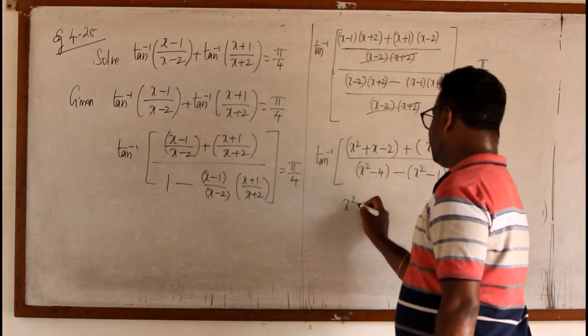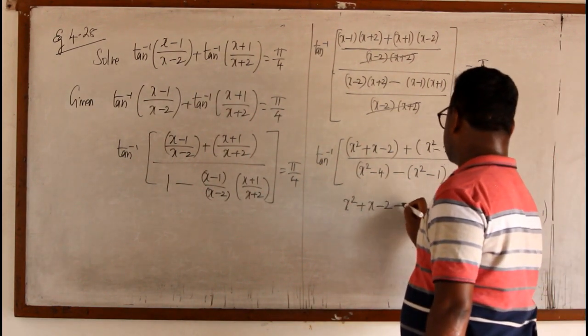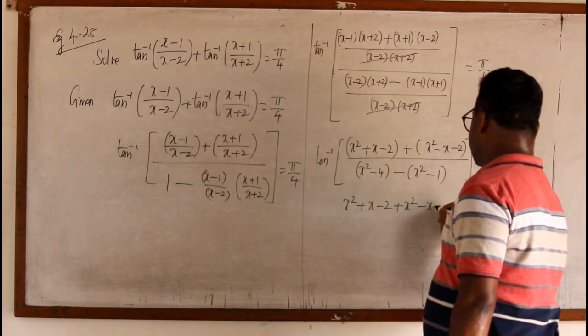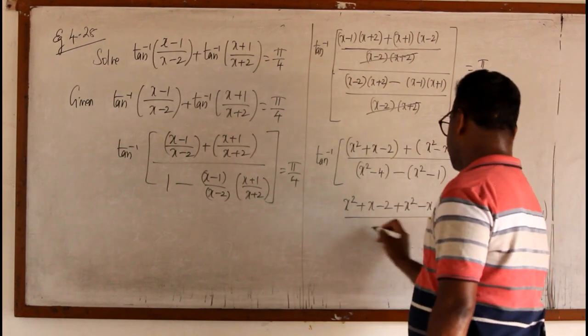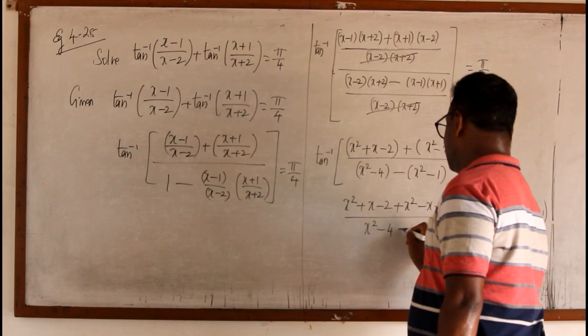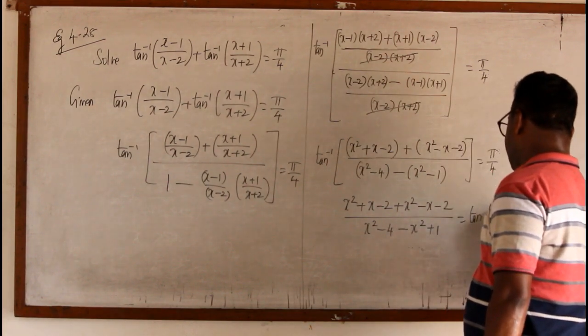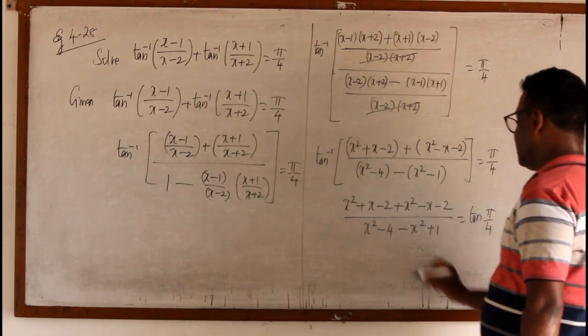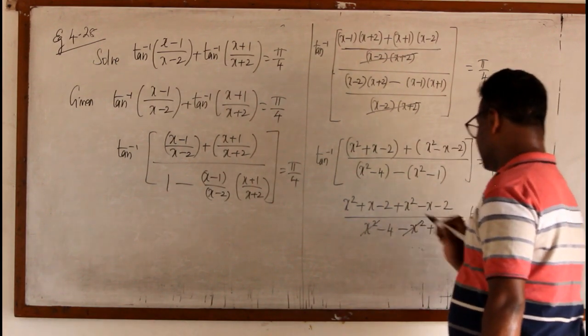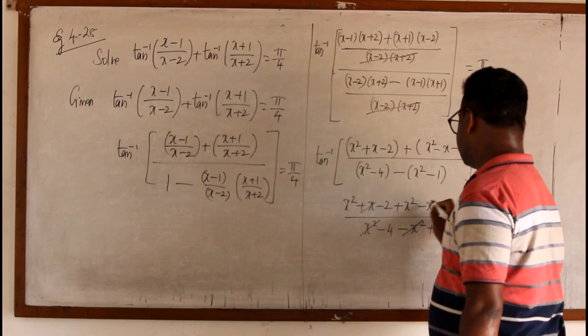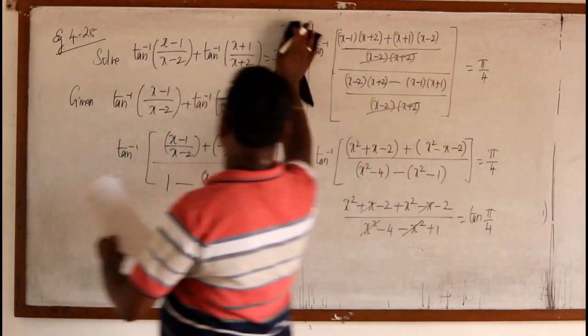Now we shall remove the brackets. Plus x minus 2 plus x square minus x minus 2 by x square minus 4 minus x square plus 1 is tan pi by 4. Plus x square cancels, plus x minus x cancels.